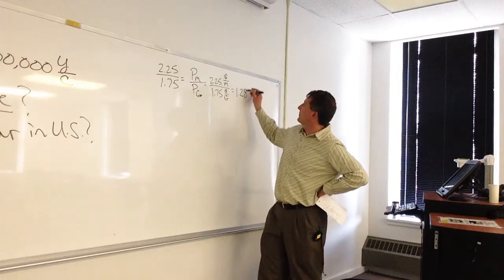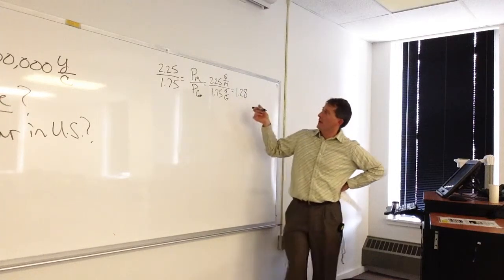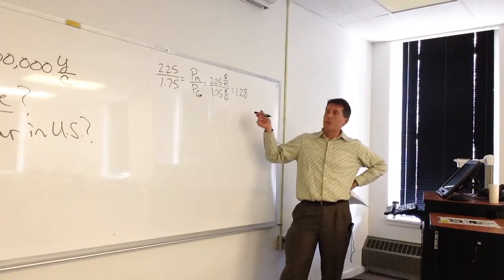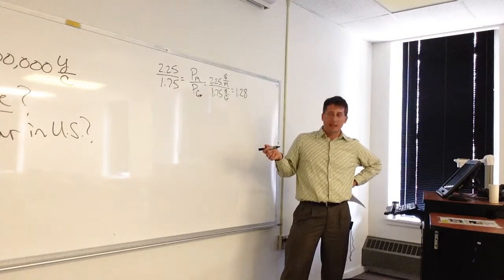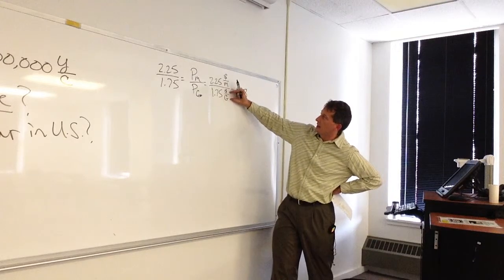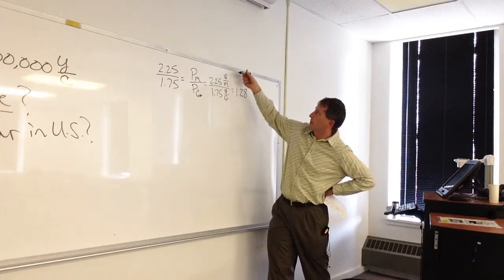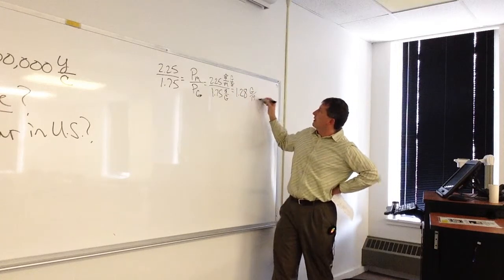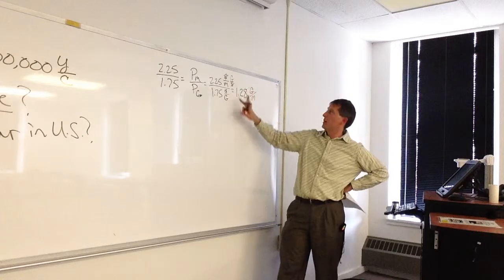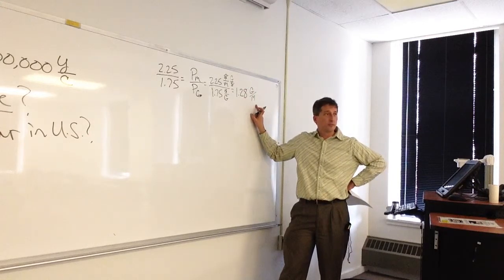1.28. And is it 1.28 Gatorade per Mountain Dew or 1.28 Mountain Dew per Gatorade? Gatorade per Mountain Dew. So take the denominator, flip it over, multiply it times the numerator, right? Dollars cancel. We've got for every, and is this the price of a Mountain Dew or is this the price of a Gatorade?